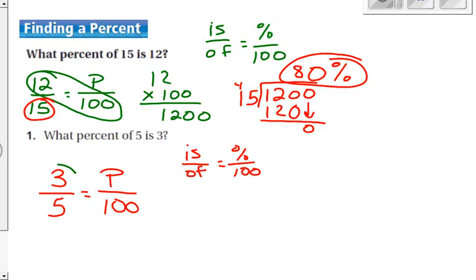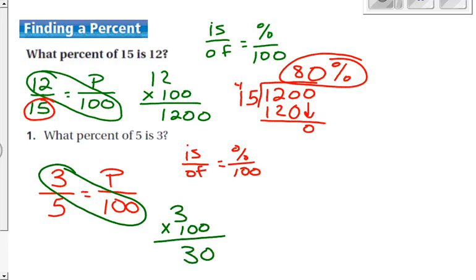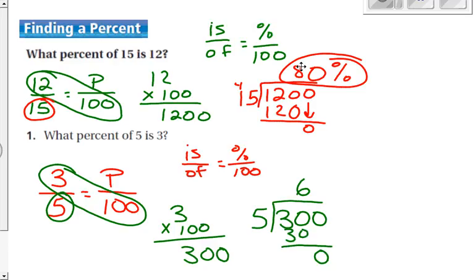Again, I'm going to multiply diagonally. 3 times 100 is 300. And now I'm going to divide that by 5. That's my other number. So 300 divided by 5. 5 goes into 30 6 times, and that goes in there evenly. Subtract, bring down my 0. 5 goes into 0 0 times, and I get 60%. And that is my answer.